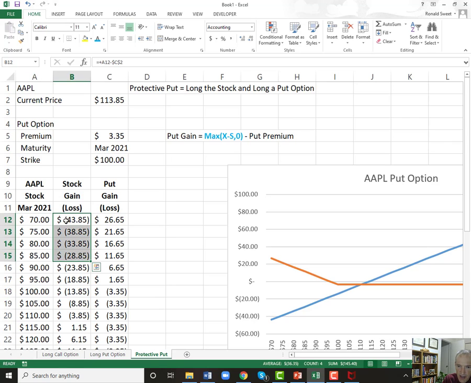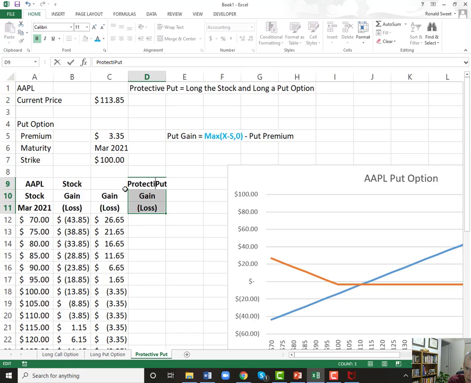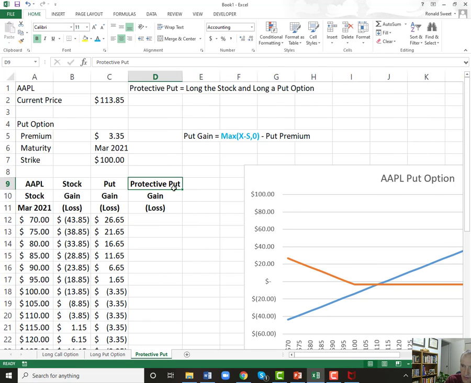So there's the stock gain or loss. If the stock price falls to 70, we'll make $70 minus the initial purchase, or we'll lose $43.85. The put option, remember our strike's 100, is trading for 70, so we made $30 minus the $3.75, so we made $26.25. So let's do a protective put. So what's a protected put? Well, we own them both. If we own them both, we just do plus. Plus the 43, plus the 26. We can copy that down.